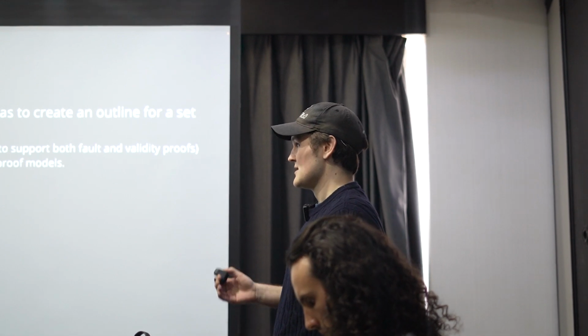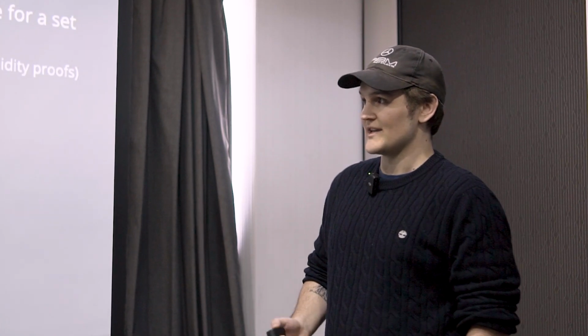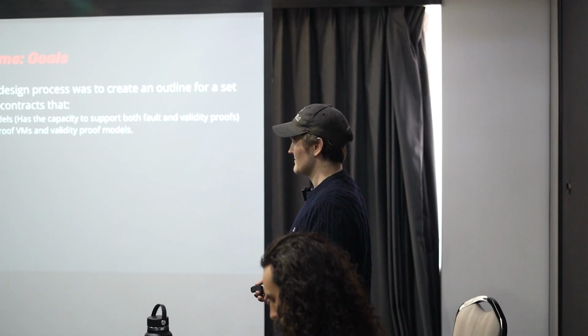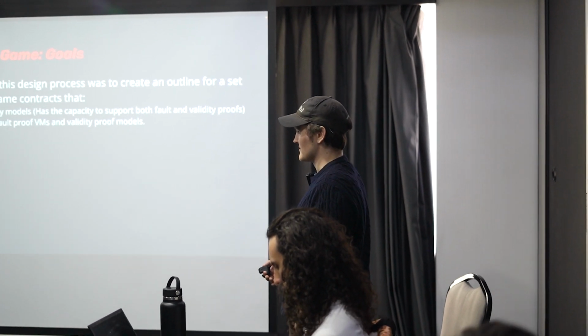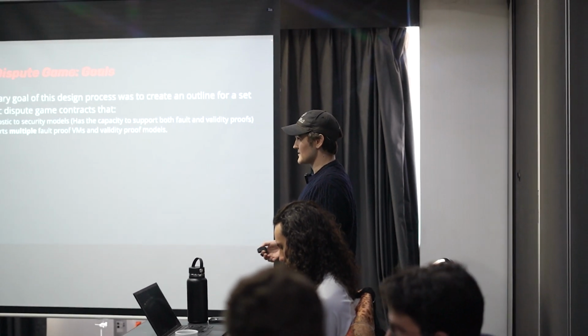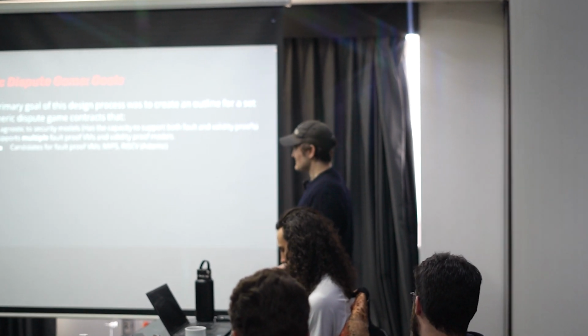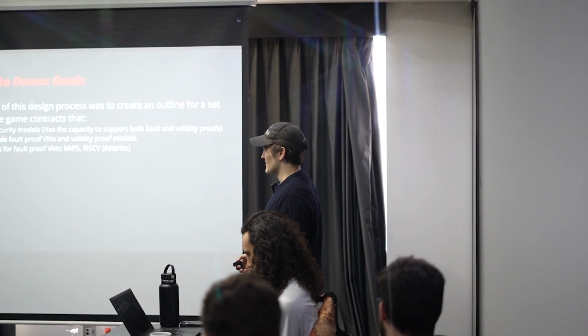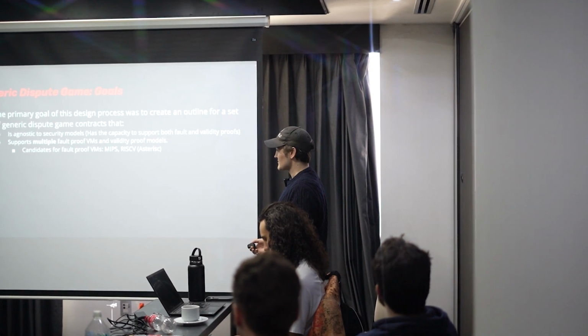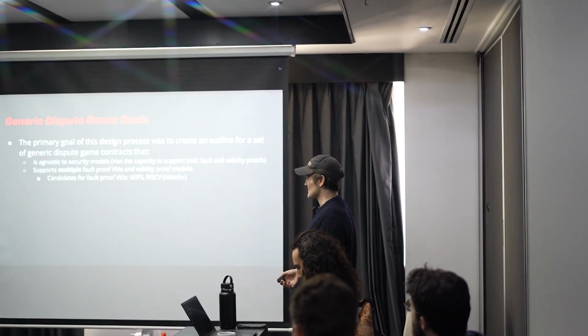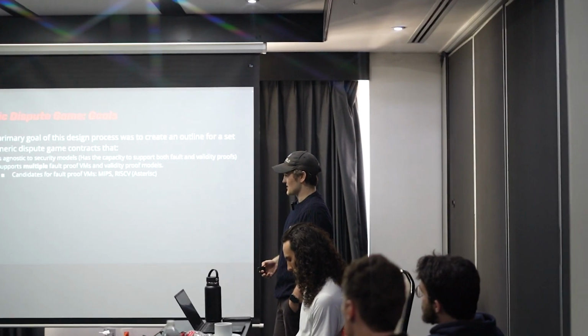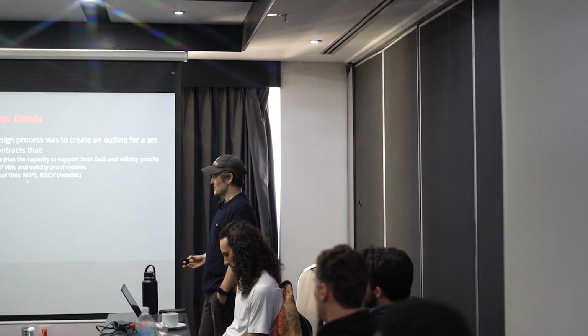And it should also support multiple fault-proof VMs and validity-proof models. Mark touched on this a little bit at first. It's really important that we don't just rely on a single fault-proof VM or a single validity-proof model, so that if there's any bug in any of those implementations, that's not just considered the canonical truth. Candidates for fault-proof VMs right now are MIPS, which is currently in Canon, and then also RISC-V, which Asterisk.Proto is working on. Odds are we're going to go with MIPS first.